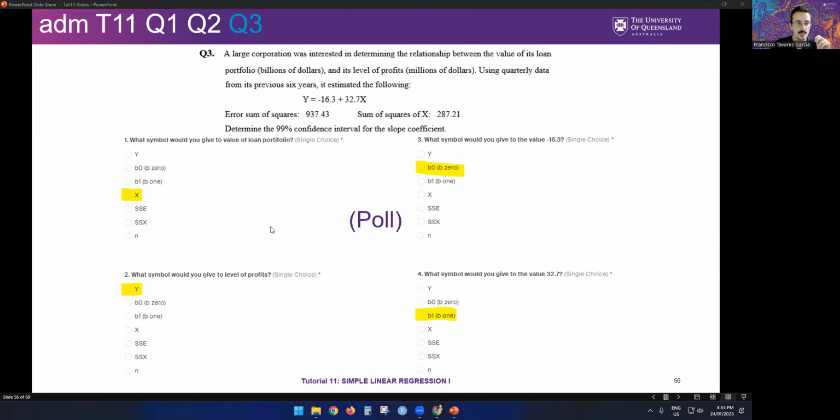So first one, just 1 out of 7 got it right. For the second one, just 1 out of 7 got the second question right. The third one, a B0, 1 out of 7, and the last one, B1, 3 out of 7 got this last one right. So good job, whoever got it right. And if you didn't, it's natural. It's the first time we're dealing with simple linear regression. So don't worry too much. It's important to get used to this little equation there.